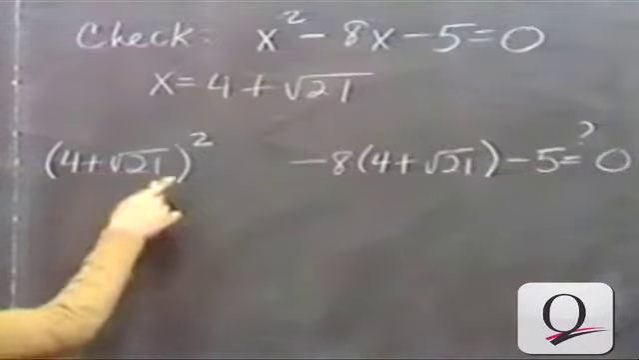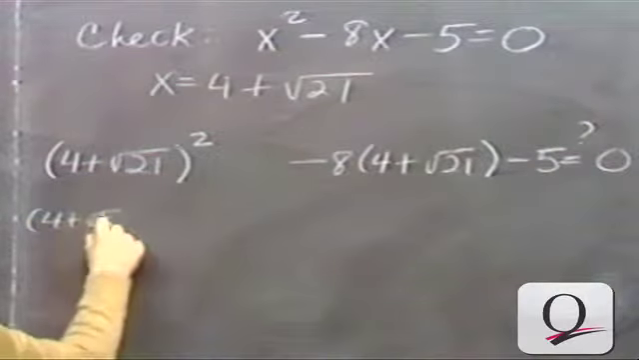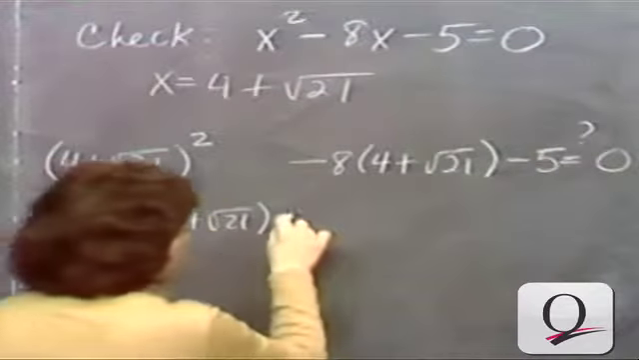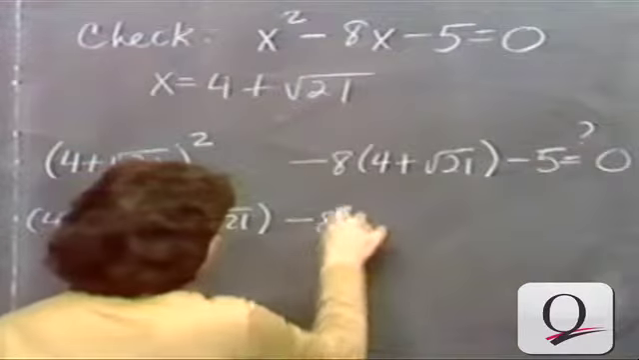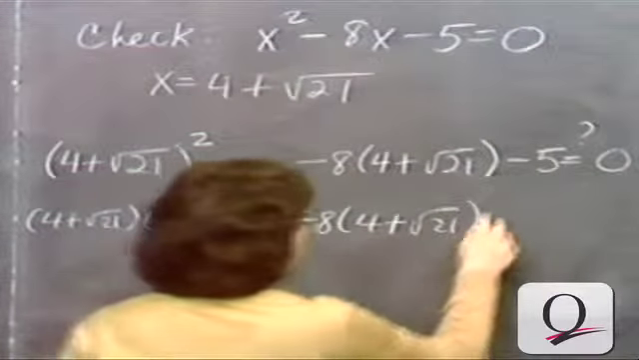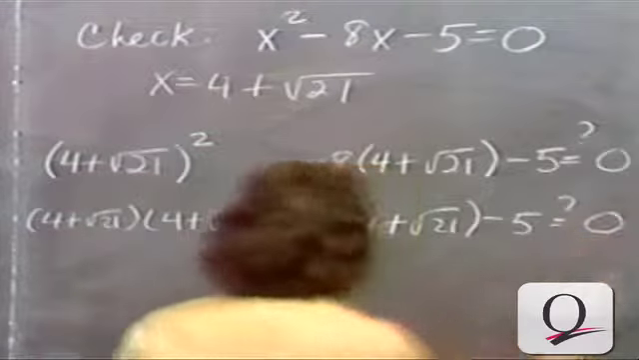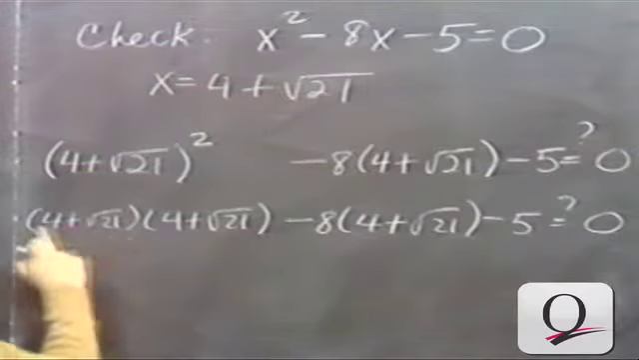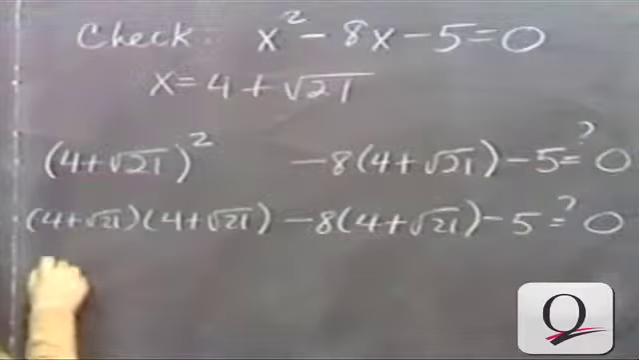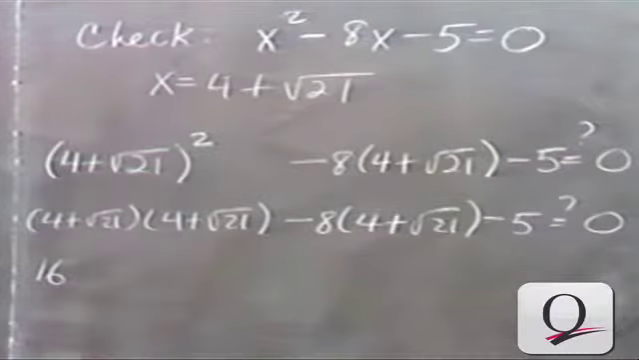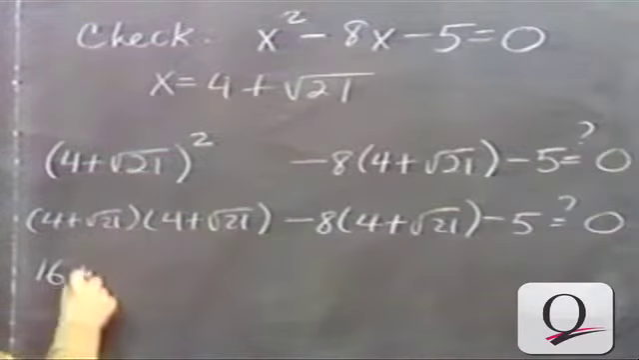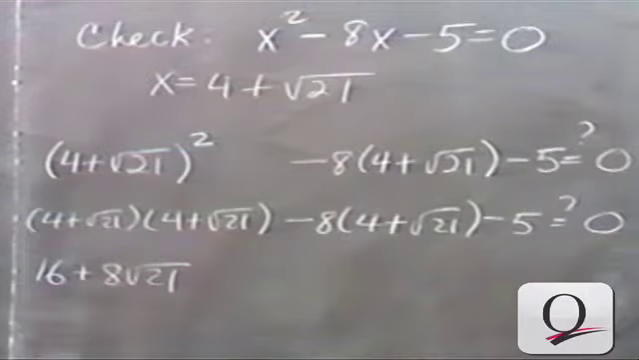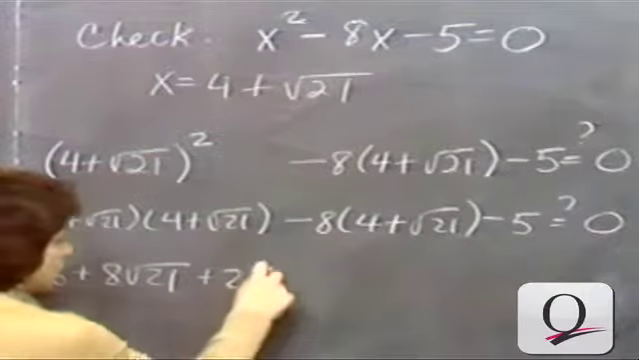Okay, 4 plus the square root of 21 squared means 4 plus the square root of 21 times 4 plus the square root of 21. Here we have minus 8 times this minus 5 should be equal to 0. Let's square this by the FOIL technique. First squared is 16. Outer is 4 the square root of 21. Inner is 4 the square root of 21. That gives us 8 the square root of 21. Last is the square root of 21 times the square root of 21, which of course is just 21.